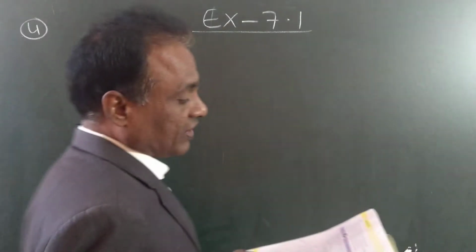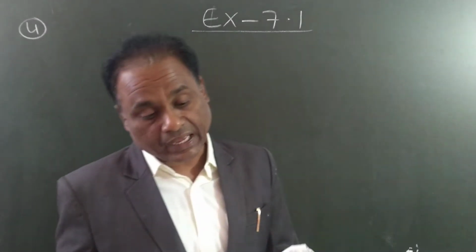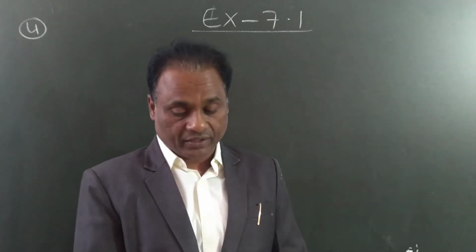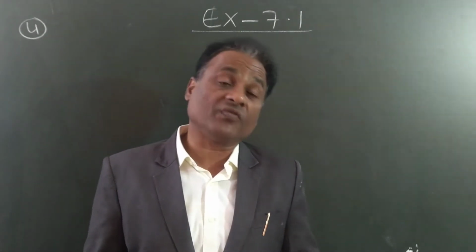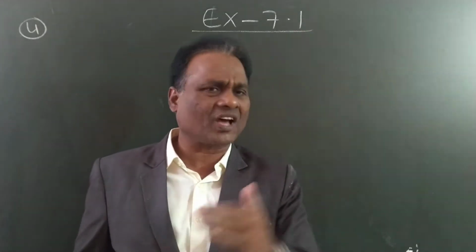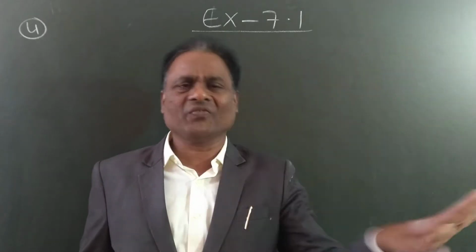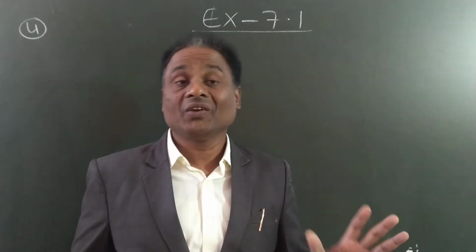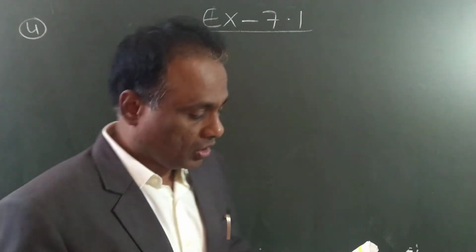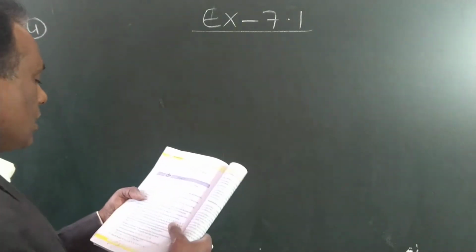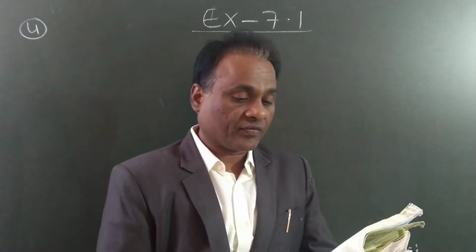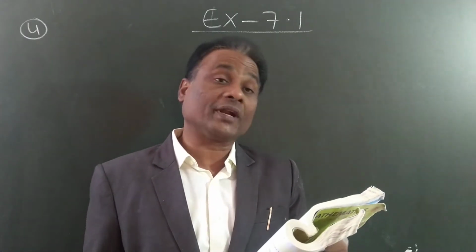So, frequency distribution tables and graphs, exercise 7.1. In the first exercise we started, I gave the arithmetic mean formula, and based on that one formula only we are solving. No more formulas, just one formula, but the concept is difficult. In 7.1 we completed the first, second, third, and even the fifth.